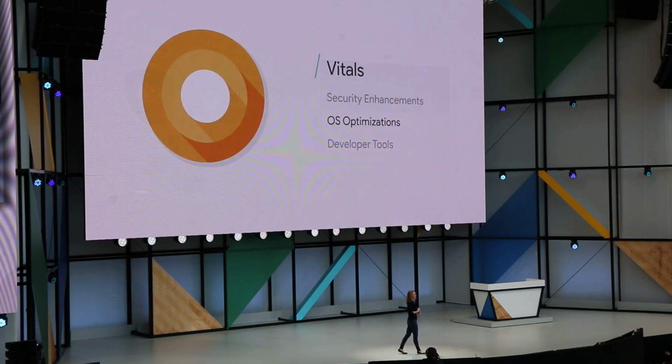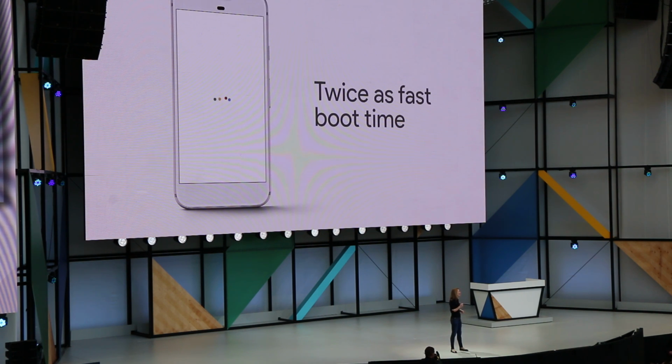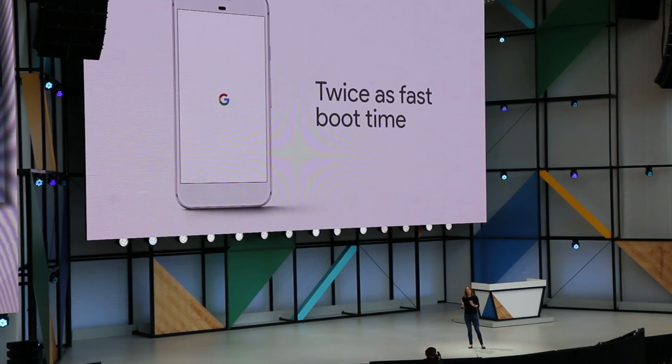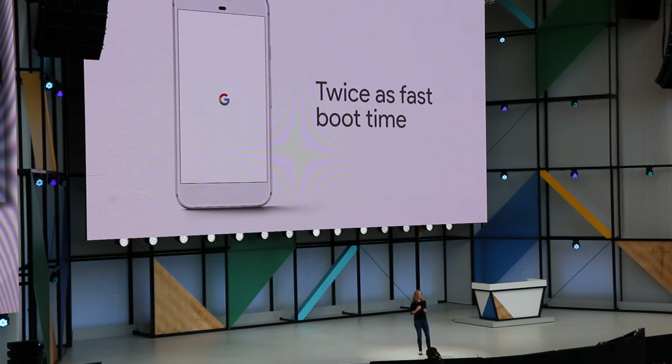Second, OS optimizations. The single biggest visible change in O is boot time. On Pixel, for example, you'll find in most cases your boot time is now twice as fast. And we've made all apps faster by default. We did this through extensive changes to our runtime. Now, this is really cool stuff, like concurrent compacting garbage collection and code locality. But all you really need to know is that your apps will run faster and smoother.